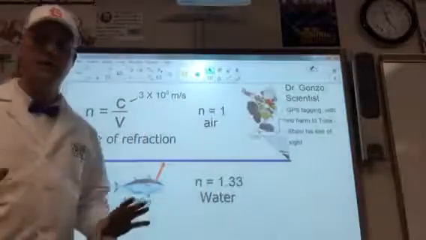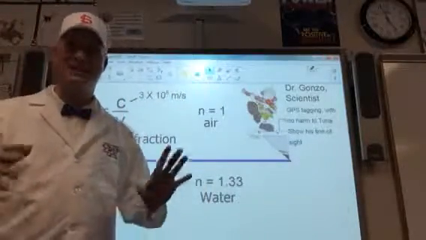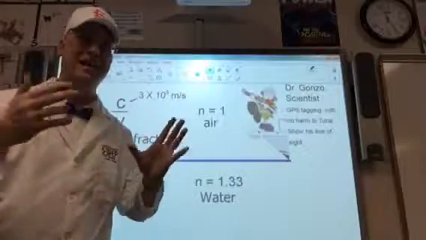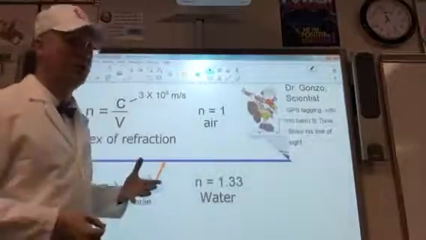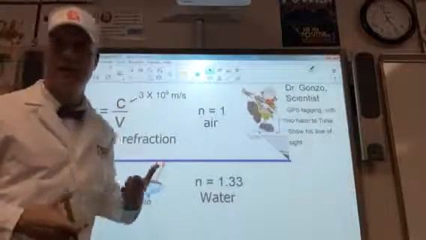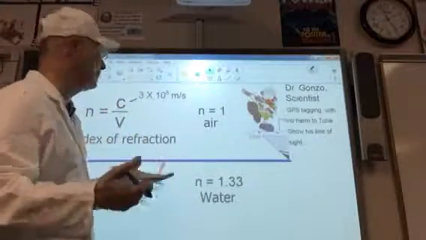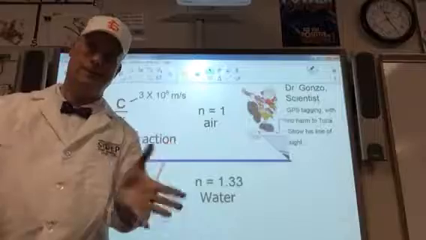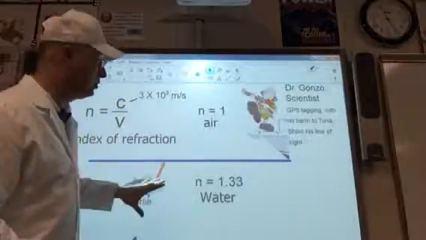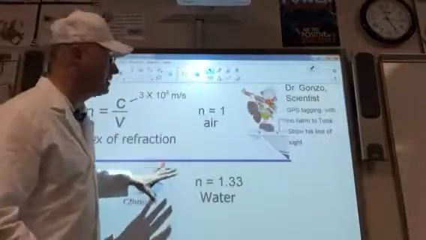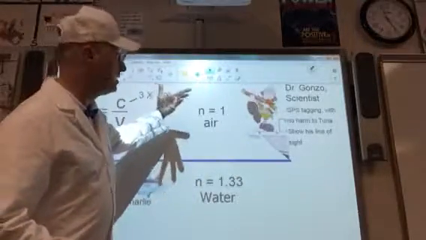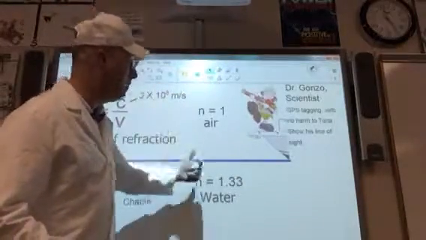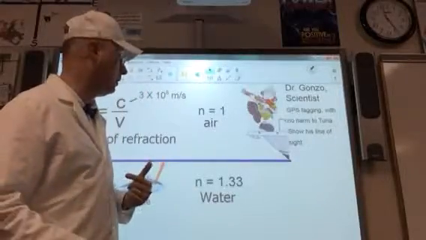So first of all, index of refraction is basically the ratio of how the speed of light changes in a medium. We compare it to c, which is the speed of light in a vacuum, which is approximately 3 times 10 to the 8th meters per second. v refers to the velocity at which light passes through water or air. So that's how we come up with our index: n is 1 for air and 1.33 for water.